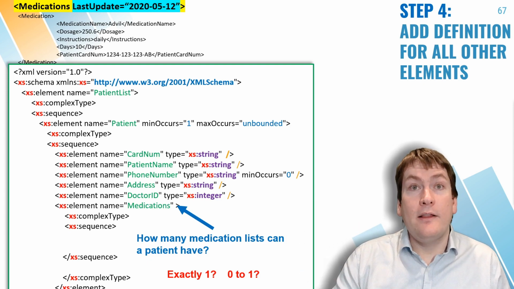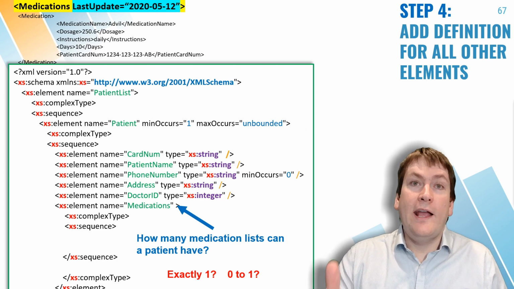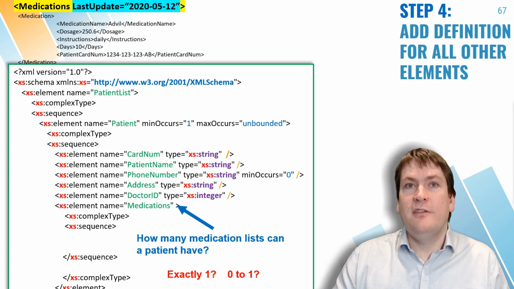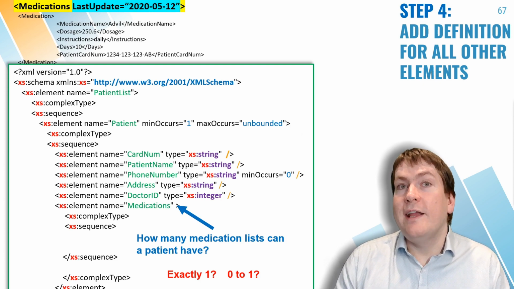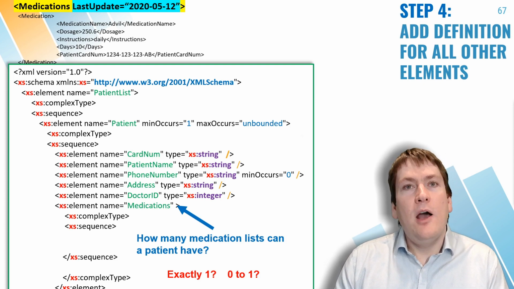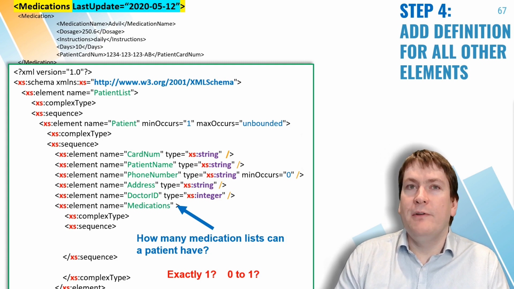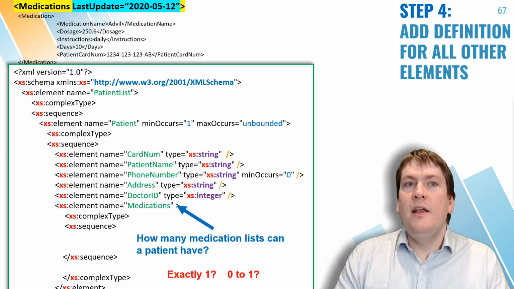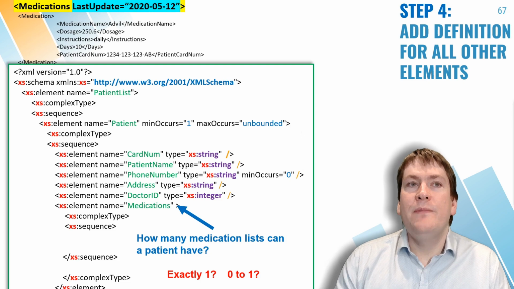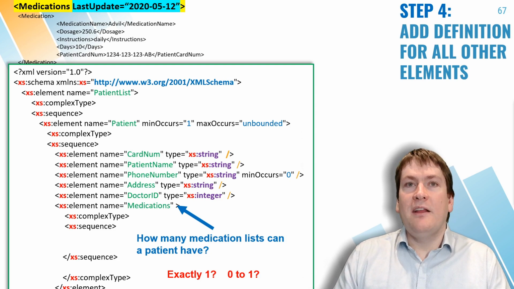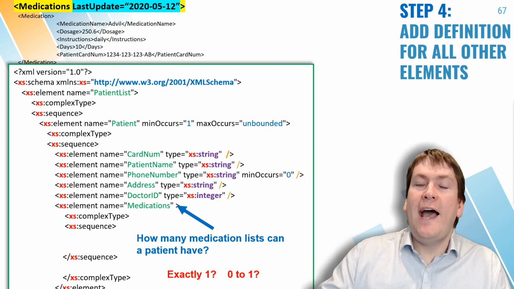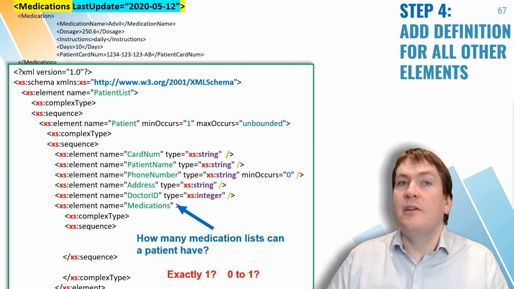Do they have exactly one list of medications, or do they have 0 to 1 lists of medications? So this is actually a bit ambiguous. There's not one correct answer in this case. But how the document would be structured would be a little bit different depending on which we pick. If we pick 0 to 1, that means the patient could just have no list of medications in the record. If we say exactly 1, it means they're going to have the medications tag, and maybe that will be empty. That's not what we're defining here.